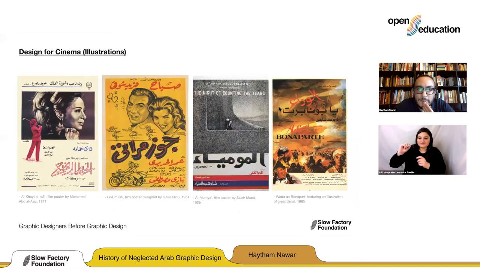Illustrations, and again, I mentioned that there are different ways of making illustrations. I'm talking about Egyptian cinema mostly because it was the earliest and the most distributed among the whole Arab world. So here you see the very classical illustration style, by different artists who were commissioned only to illustrate the film, while another artist or calligrapher did the lettering for it. So those are four different styles.